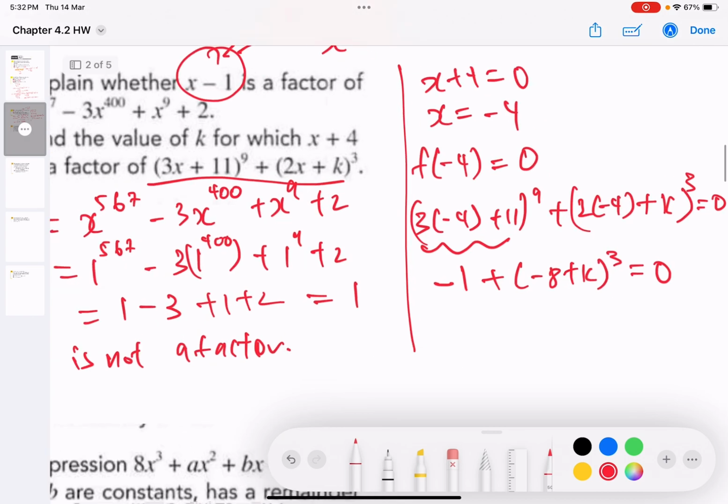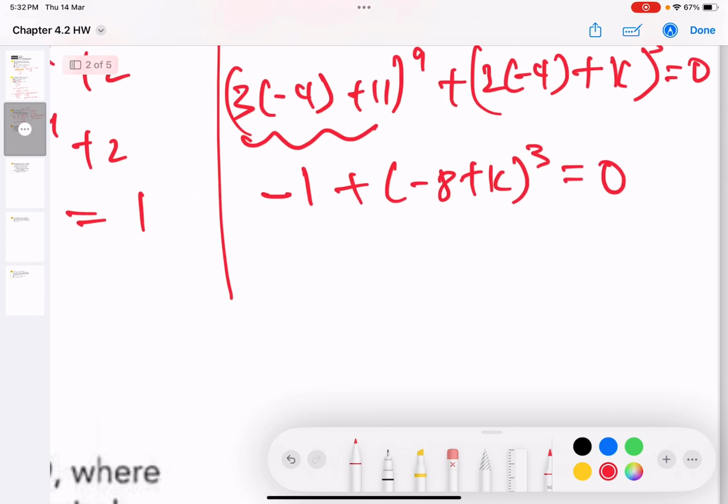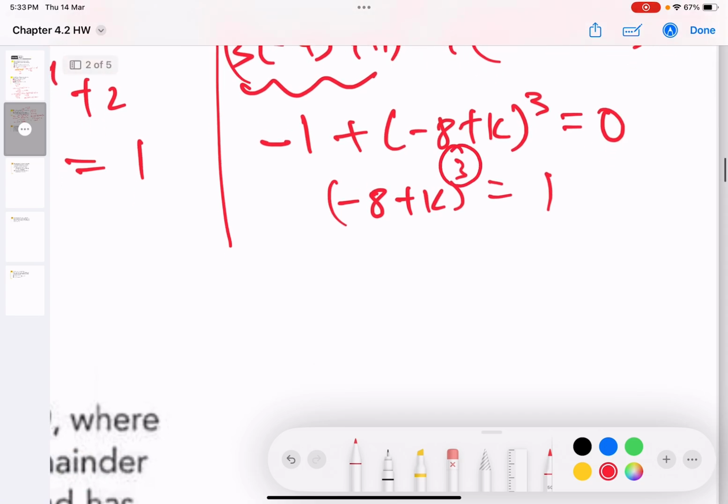Don't be scared of the power of 3. I bring the 1 over. Negative 8 plus k to the power of 3 is equal to 1. Let's cube root both sides. Let's free up this cube. So I'm going to get negative 8 plus k is equal to 1. So therefore k is equal to 9. Okay, so this is how you would do this question over here.